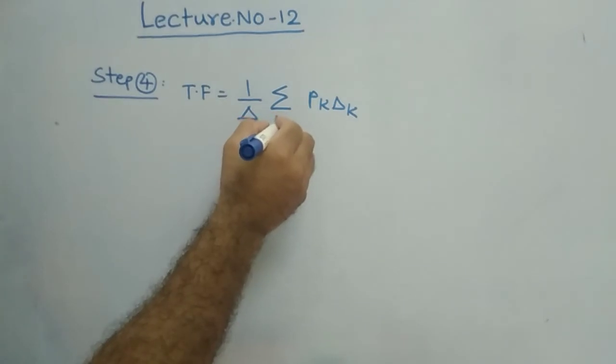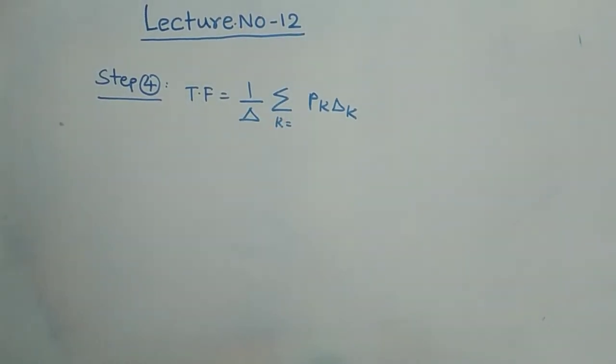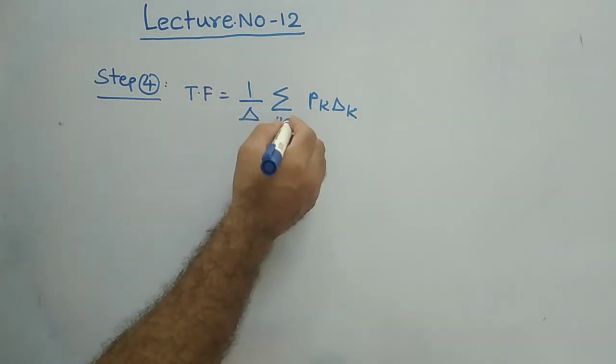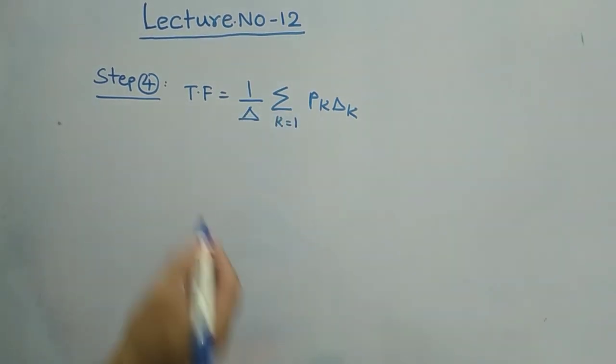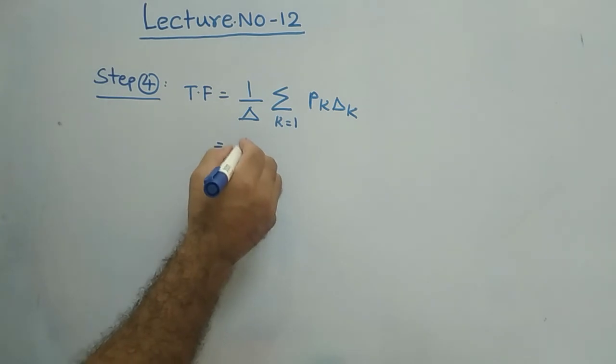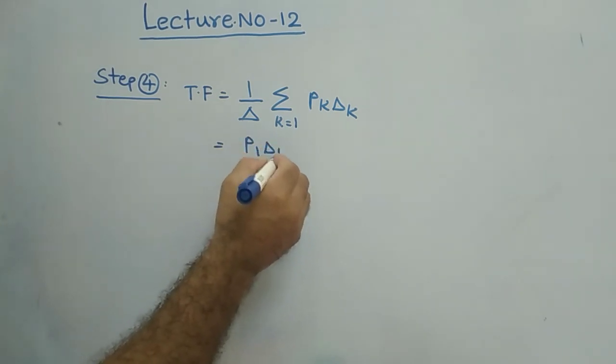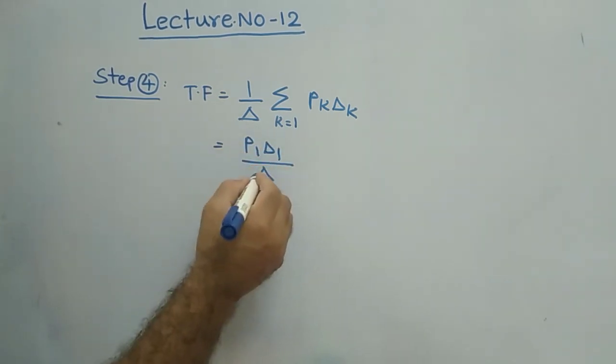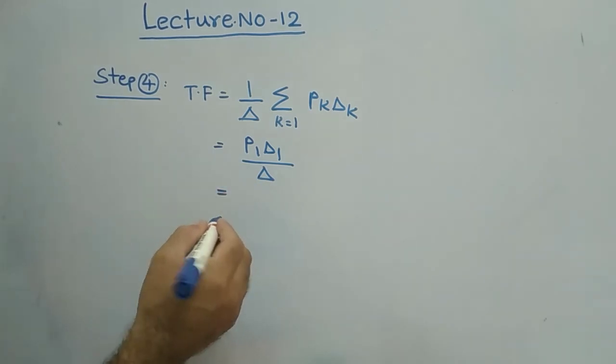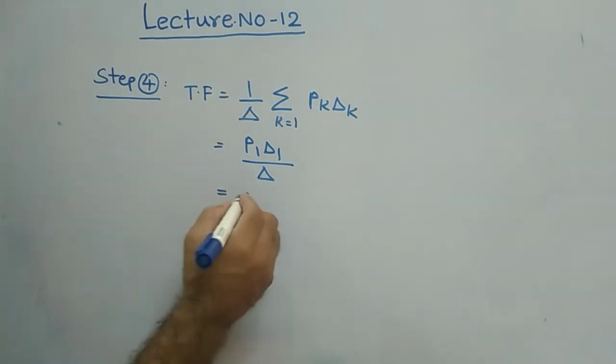Here k is equal to how much? How many paths are there? You have only one path. Therefore, this is equal to P1 delta 1 by delta. Is it not? This further is equal to, what is P1? It is G1, G2.